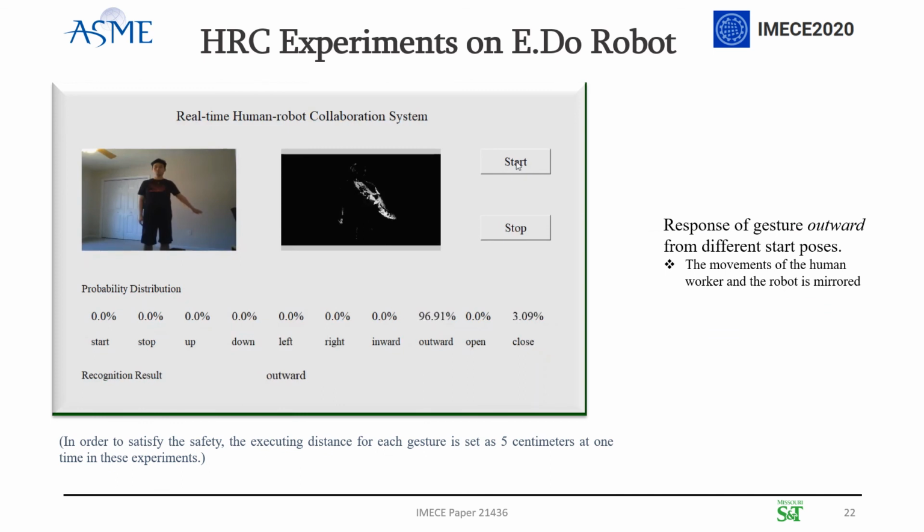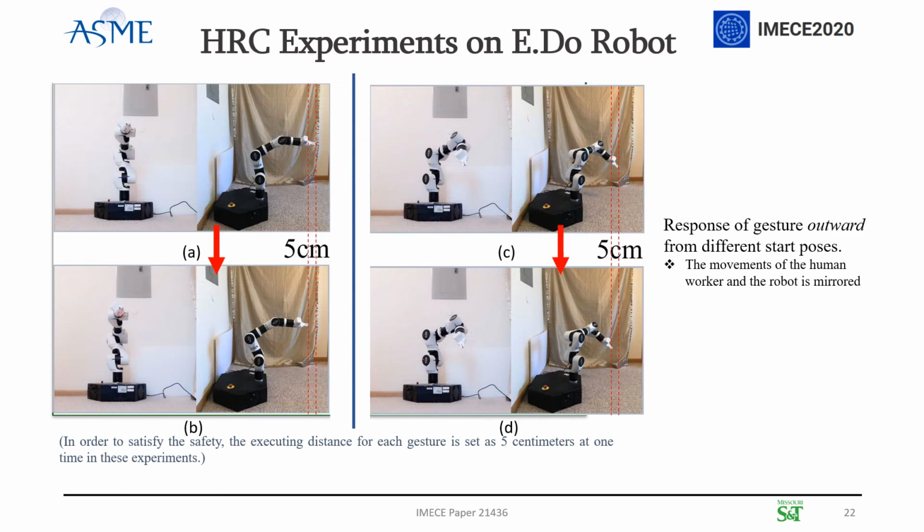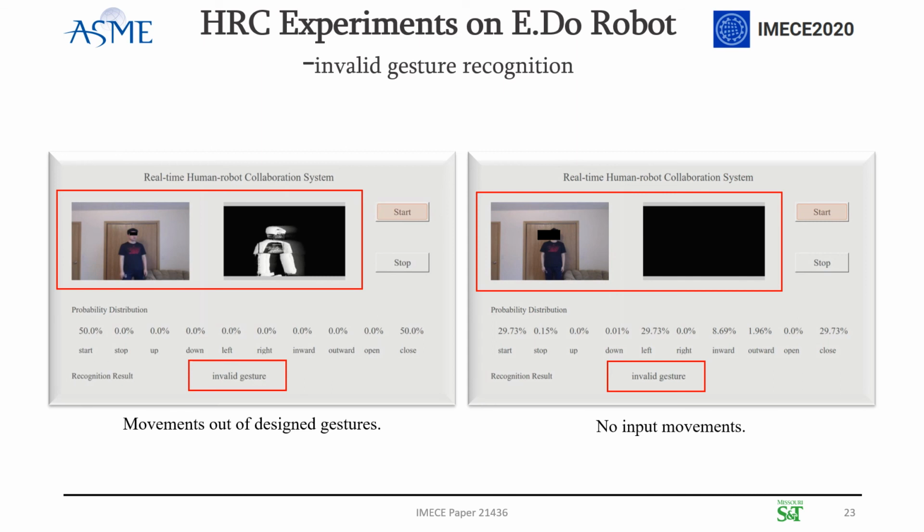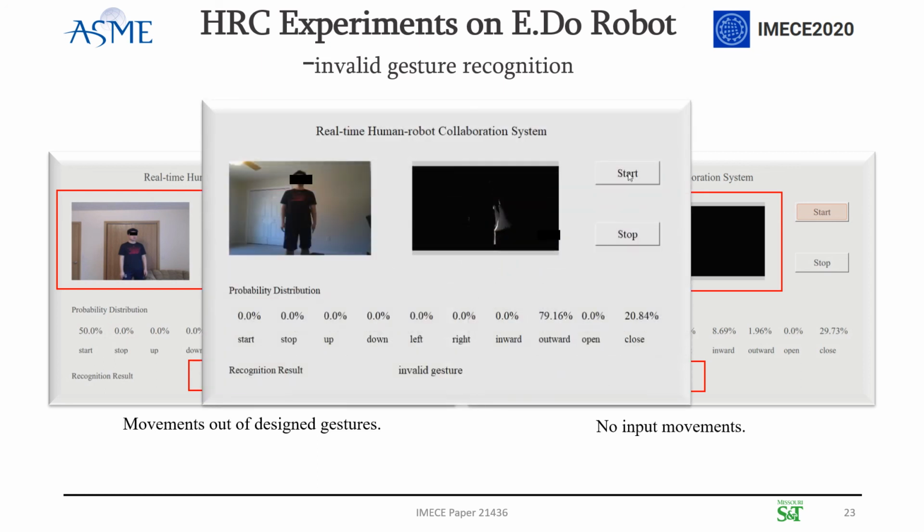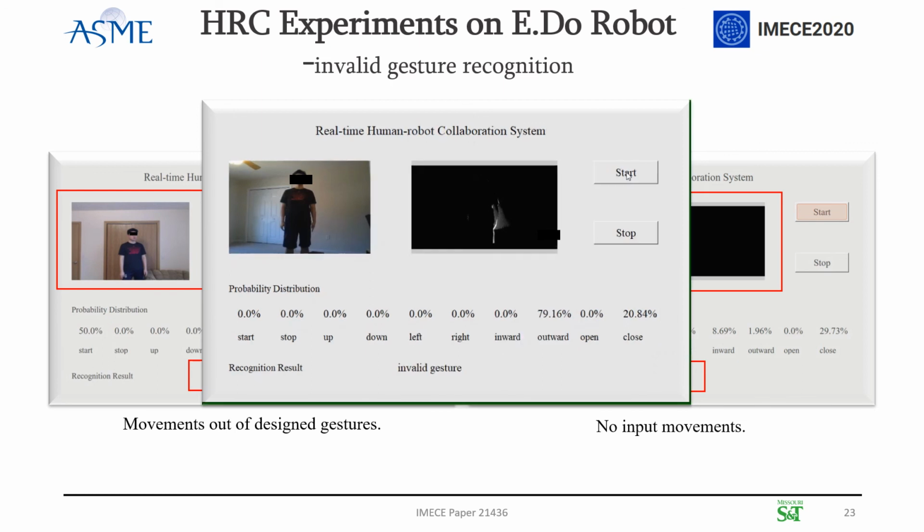This is another example for the gesture outward. It can be seen the gesture was recognized correctly, and these are the robotic movements for the input gesture outward. These are the recognition results of invalid gestures, including movements outside the designed gestures and no input movements. Also, in the video of the real-time gesture recognition, the recognition of the invalid gesture can be seen here.